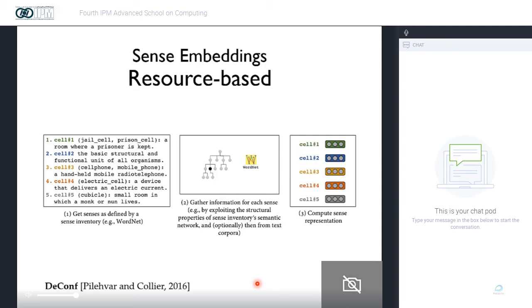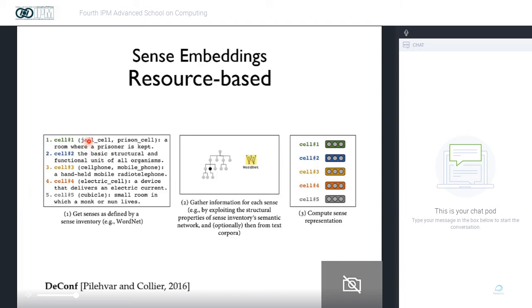Another type of sense embedding technique is resource-based. Here the idea is to benefit from existing lexical resources like dictionaries. In a dictionary, we might have different meanings for a word. For example, 5 different meanings for the word cell.